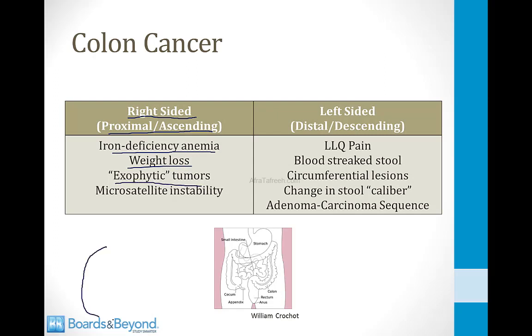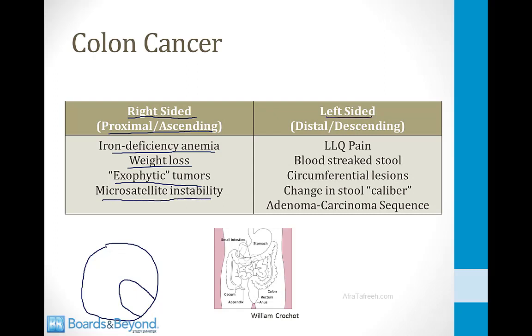And what an exophytic tumor does is it grows out from the lining of the colon. So if this is the lumen of the colon, an exophytic tumor will grow outward like this. Because it grows this way, it generally does not obstruct the movement of stool, and therefore the symptoms develop from slow bleeding and iron deficiency anemia and weight loss. And as we discussed before, right-sided tumors are associated with the microsatellite instability pathway of colon cancer development.